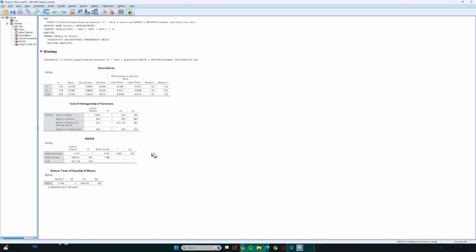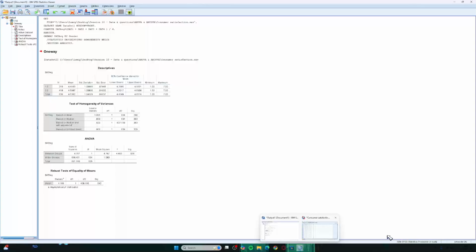We have the significance value of 0.036. Since this value is less than 5%, less than 0.05, there is a significant difference in satisfaction between the genders, statistically speaking, and this sum of squares, 4.767, indicates the magnitude of this difference. Right, that's for the genders.